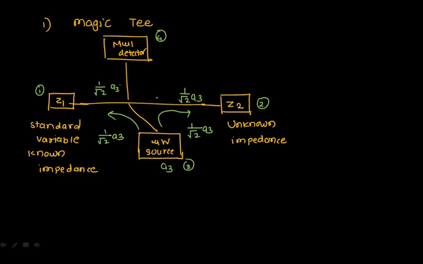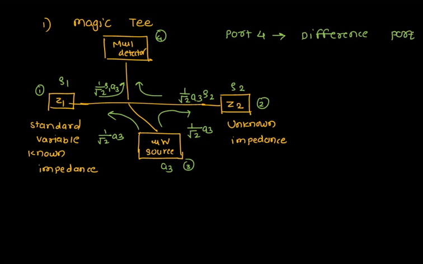Now you have two different loads, so the reflection coefficients will be different. Whatever power comes out of each port depends on the reflection coefficient: 1 by root 2 rho 1 A3 and 1 by root 2 rho 2 A3. So the reflection coefficients are different, and the power coming out of these two ports will be different. Addition takes place at port number 3. Port 4 is the difference port, so in this port the difference happens.